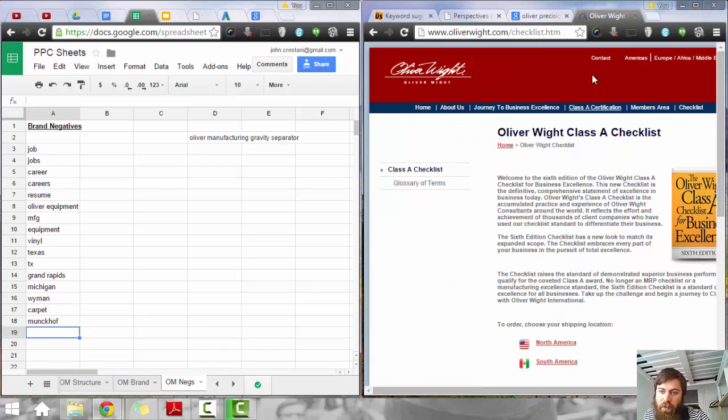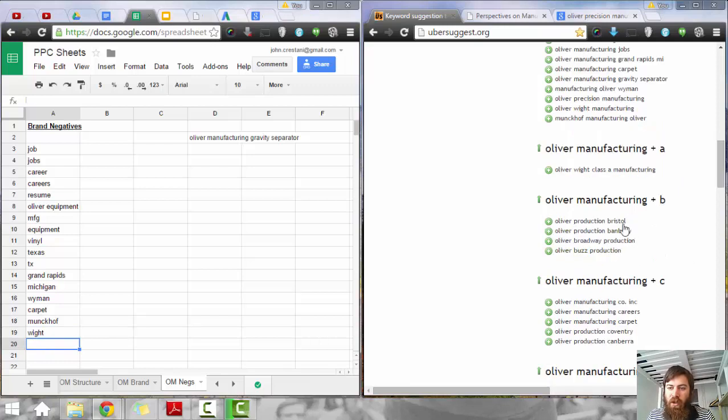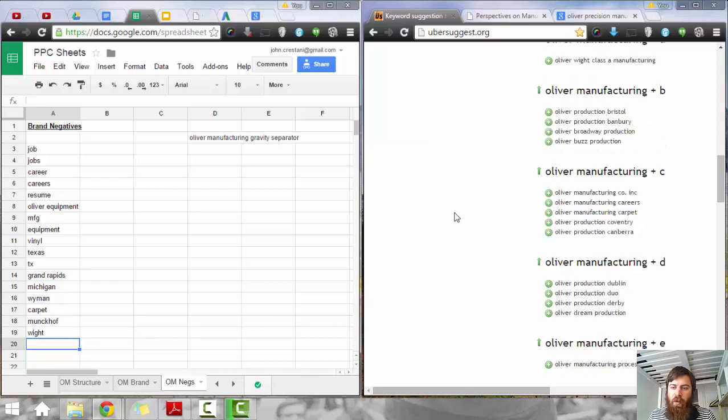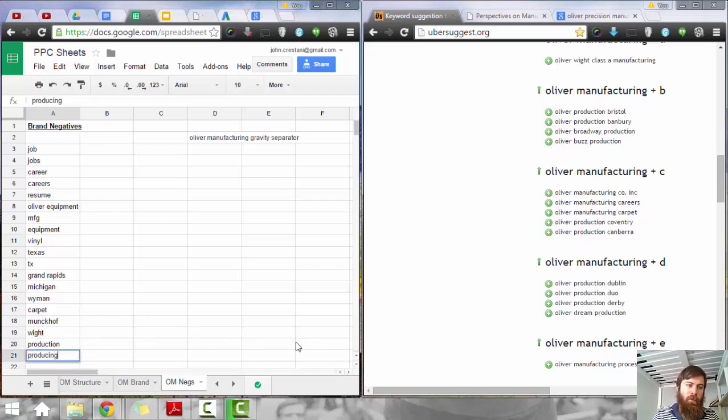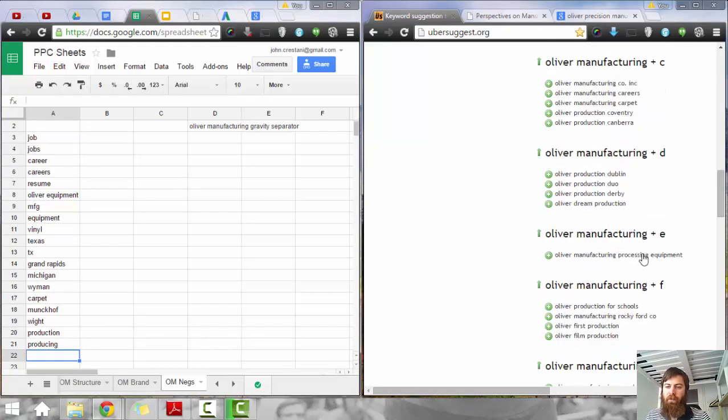Oliver White. I'm going to get rid of White. Oliver Production Bristol. So Oliver Broadway Buzz. So production and manufacturing. One thing we'd have to be really worried about is that Google might say that production is similar to manufacturing. So we're just going to use production and producing as negatives.